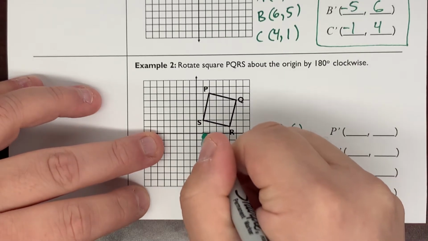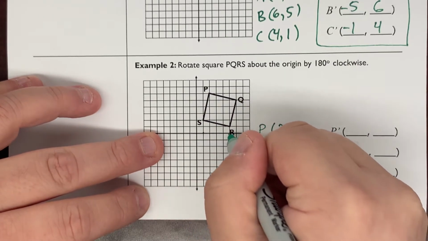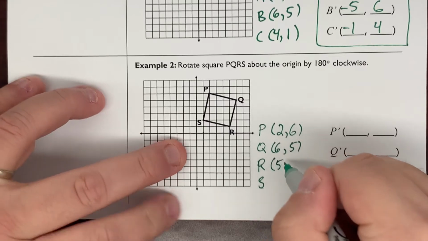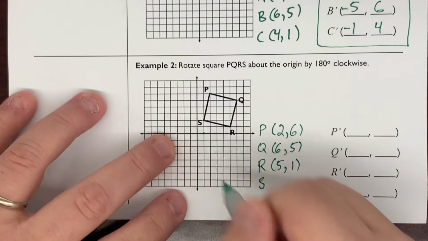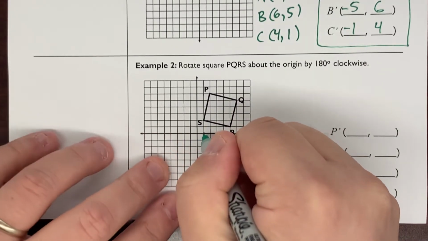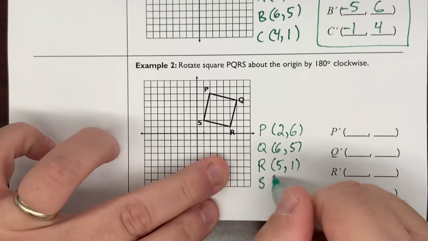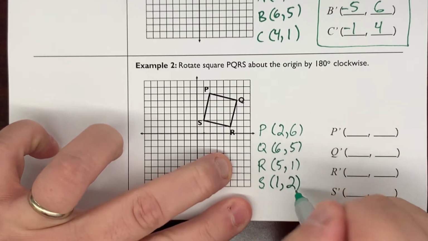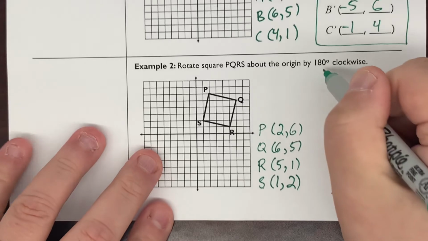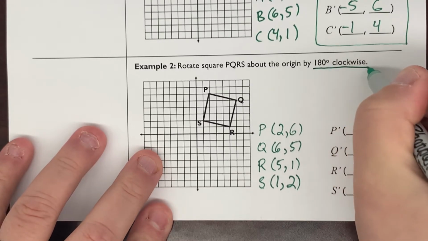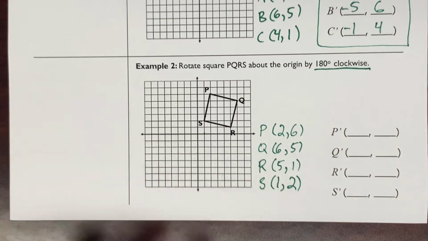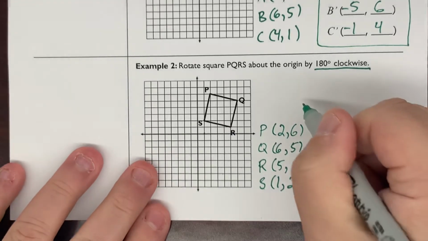Point R: 1, 2, 3, 4, 5, and then up 1. So there's 5, comma, 1. And point S is 1 step to the right, 2 steps up, to be the point 1, comma, 2. We were given 180 degrees clockwise, and if you remember from the table portion right above, 180 degrees is the special one where it doesn't really matter if we go clockwise or counterclockwise, the result is the same either way.